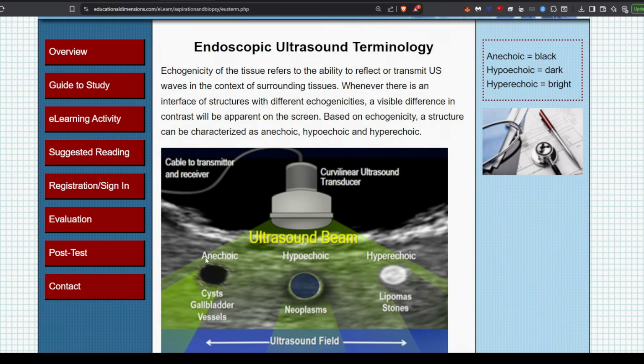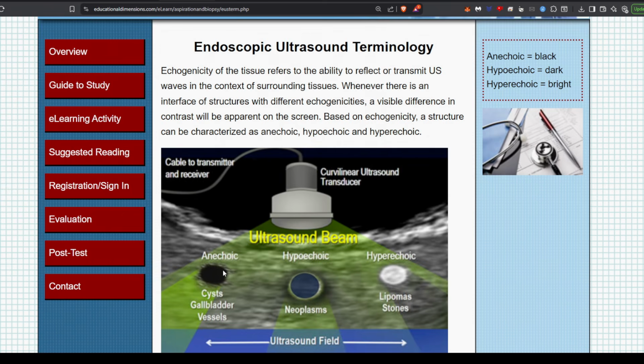Anechoic, as you can see on the screen, I'm just going to describe it to you. Anechoic is when there's no reflection. It's when essentially that ultrasound beam we send out just goes right through that area. It doesn't bounce back to the receiver. Hypoechoic, H-Y-P-O, is when you're getting some bounce back, but a lot of it is going right through the structure.